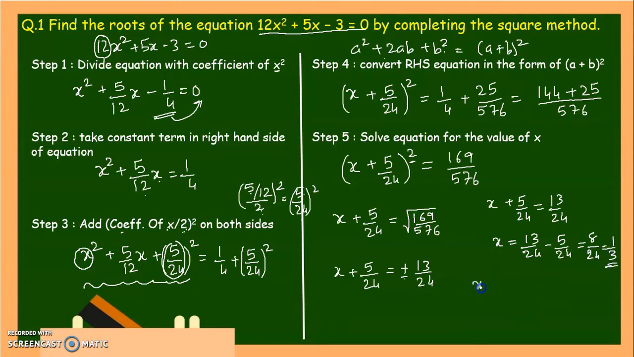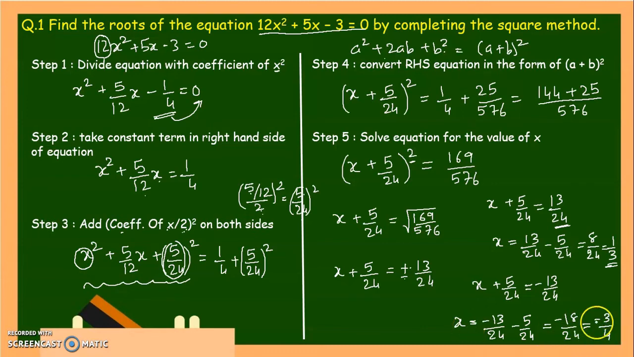And if you take x + 5/24 = -13/24, because the sign is plus or minus, then you will get x = -13/24 - 5/24. So this will be equal to -18/24, which is equal to -3/4.